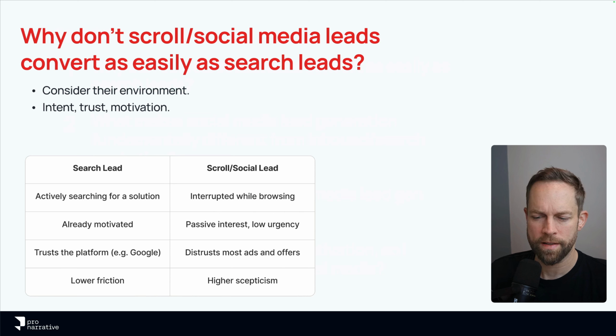Search leads trust the platform. So when we go to Google, we know, or most of us know, there's this general sort of accepted paradigm that when you search for something on Google, they're going to give you a decent result that you can trust. And Google works really hard to maintain that, to achieve that goal, to become the trusted source of this part of the research or decision-making process.